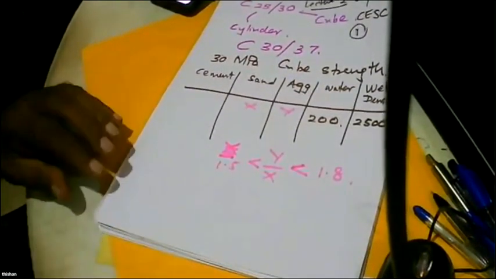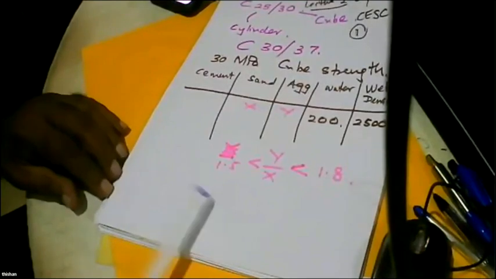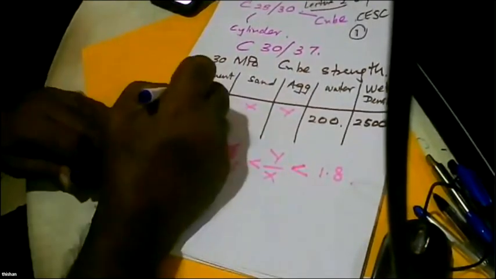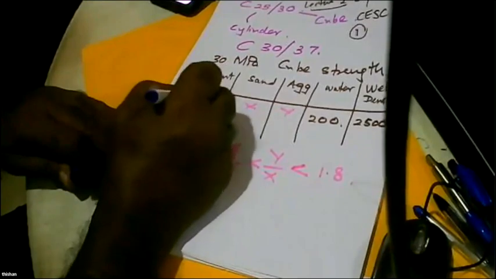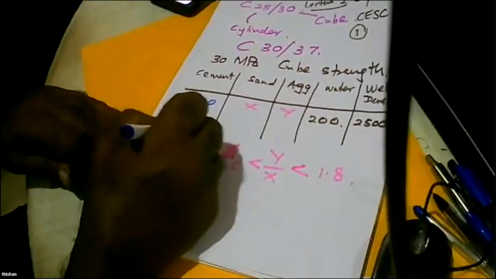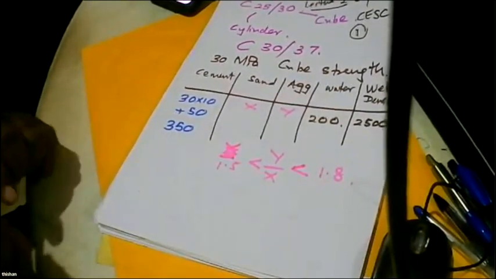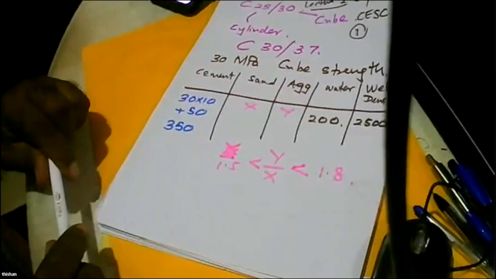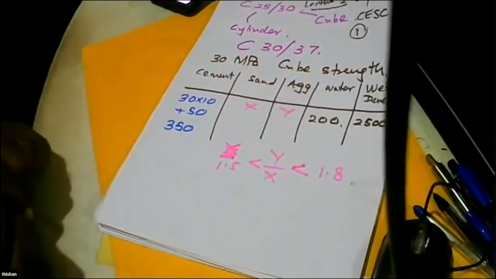What I didn't know was cement, and when I was doing designs, I found that the cement content is 30 multiplied by 10 plus 50. So a cement content of 350 can easily give 30 megapascal concrete. So that's something I found.